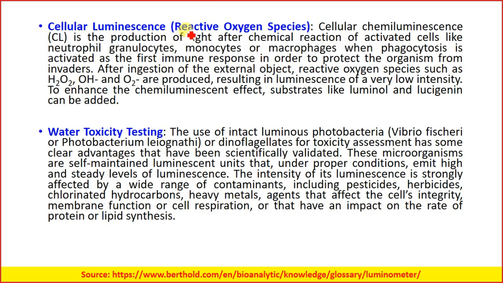which happens due to the reactive oxygen species. The cellular chemiluminescence is the production of light after chemical reaction of activated cells like neutrophils, granulocytes, monocytes, or macrophages when phagocytosis is activated as the first immune response in order to protect the organism from the invaders.